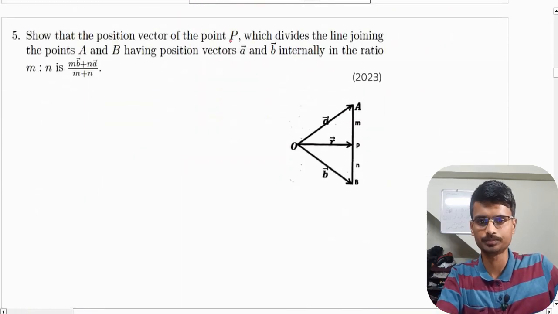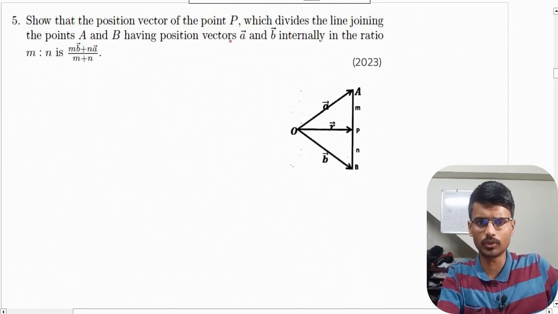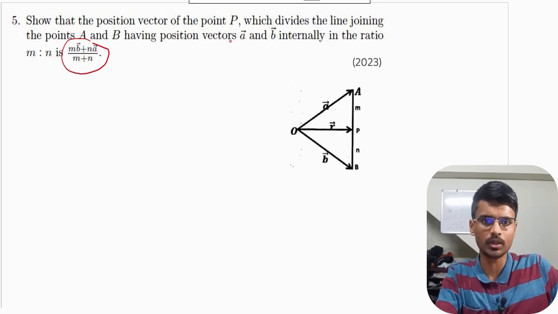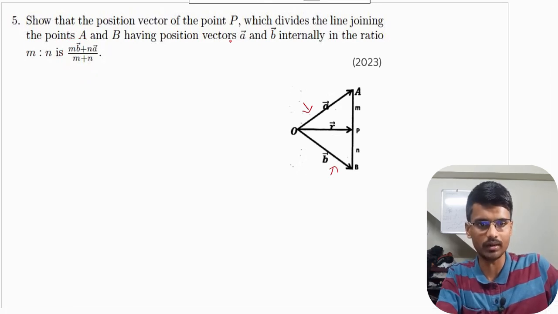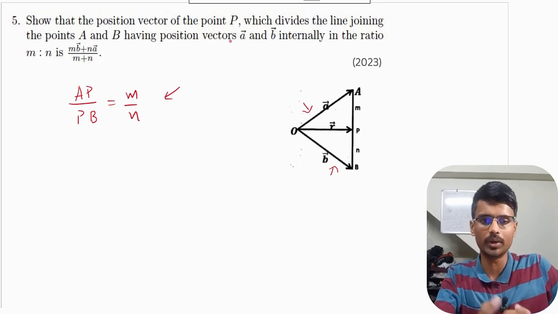Moving on. Again, this was asked in 2023, so this is an expected question. We need to prove the section formula. So we have vector A and vector B, and there is another vector R which divides the line AB in the ratio m:n. The most crucial part in the derivation is simple: AP by PB is equal to m by n. If you know this part, you can prove it very easily.